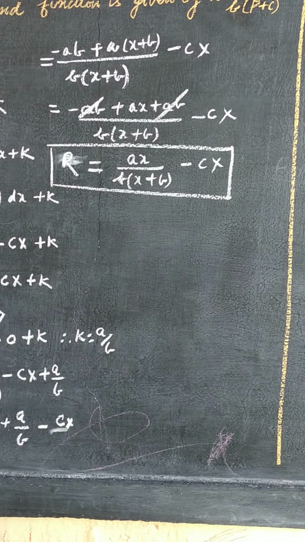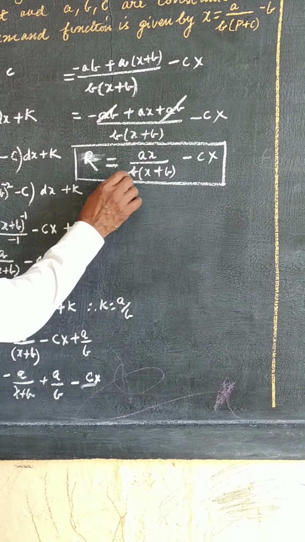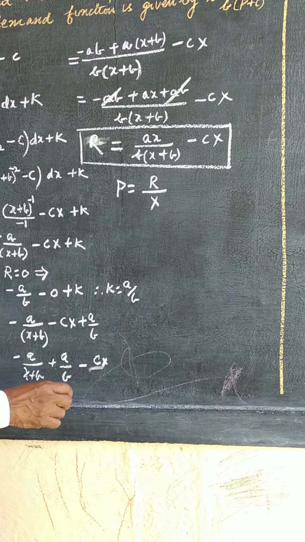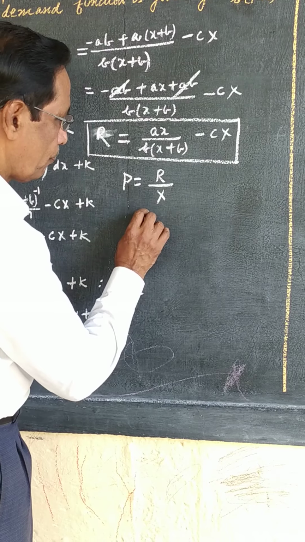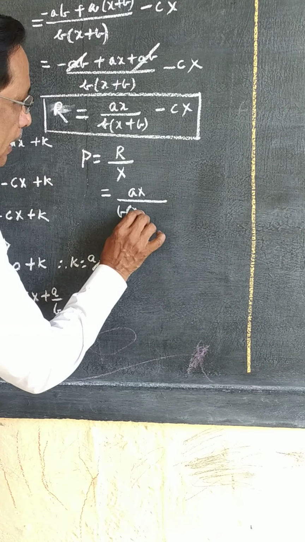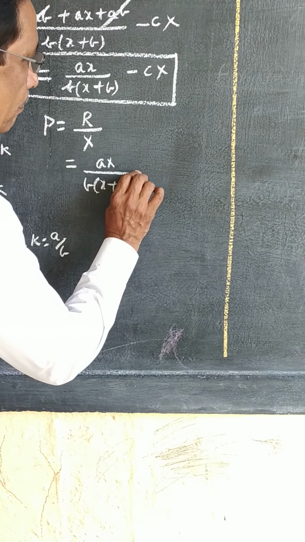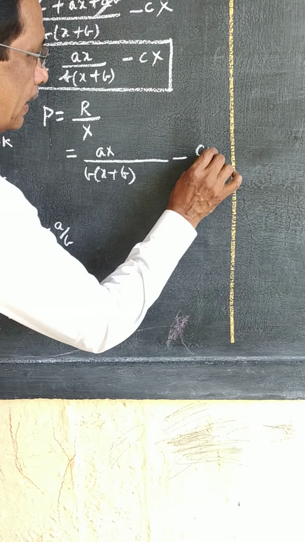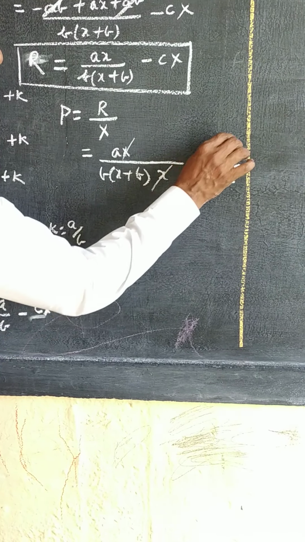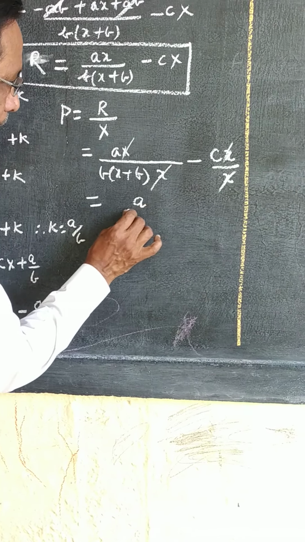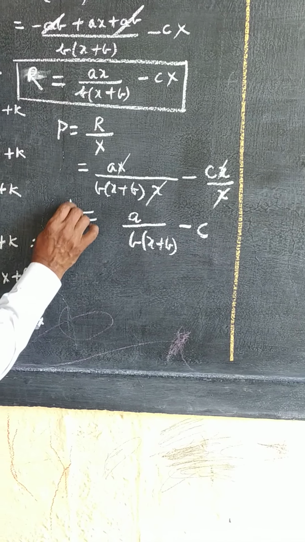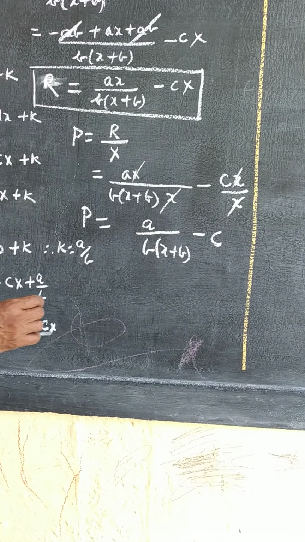Now we have to find out P. Before finding P, we have to get P is equal to R divided by X. What is R? AX by B into (X plus B) minus Cx. Now we are dividing by X. Here also you have to divide it by X. So cancelling these two X, you get A by B into (X plus B) minus C. This is the demand function.